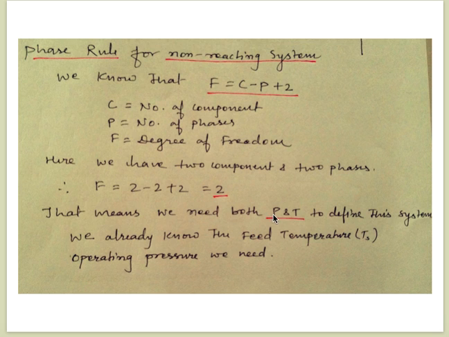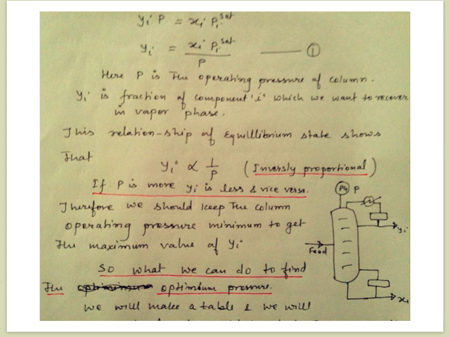So that means we need both P and T to define this system. We already know the feed temperature, Ts; the operating pressure we need. That's why we need to calculate the operating pressure of the column. So you might be understanding what I mean to say: by the degree of freedom we can know when our column in the simulation will converge, or when the calculation is feasible, if we know these minimum parameters to define the system.